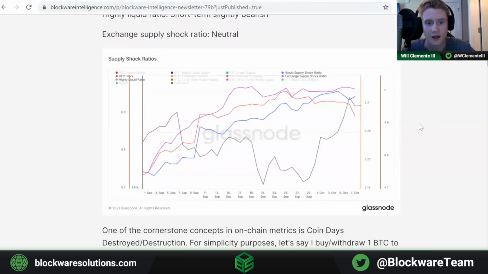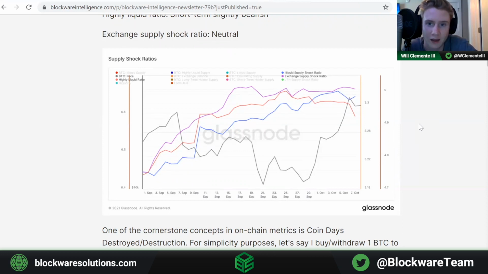Next up, we have our supply shock ratios. We like to look at these every week. The purple line is the exchange supply shock ratio. So looking at the available coins on exchanges relative to the coins that you aren't able to buy. And so what we see is that that's flat. So not bearish or bullish, just neutral.